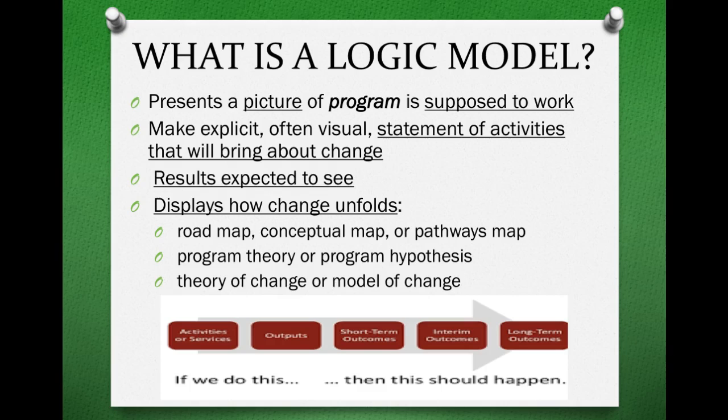It is also known as a program theory, as you read, and can also be known as some sort of theory of change. So the idea in a logic model, and the picture I have for you at the bottom is really fuzzy, but the idea is if we offer these activities or services and outputs, then this should happen. And the this should happen are the short-term, interim, and long-term outcomes.